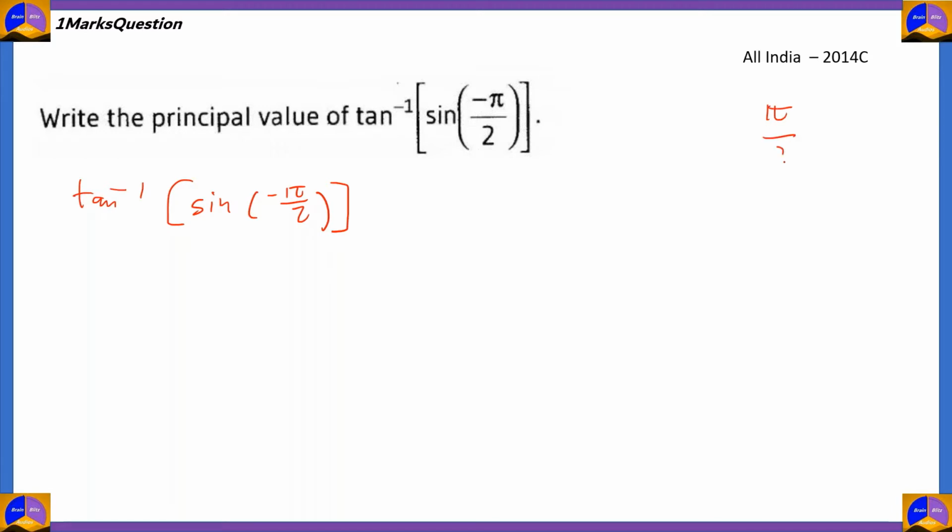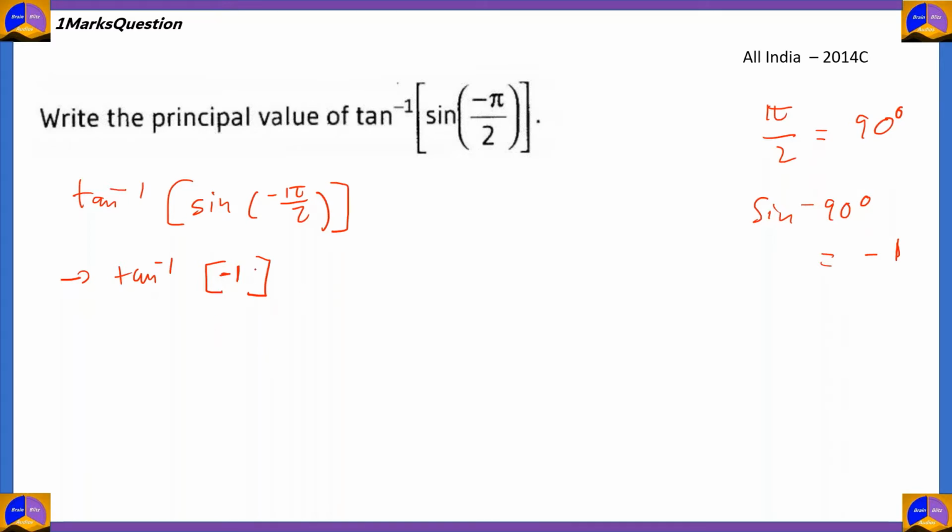Now, pi by 2 is 90 degrees measured in radians. So minus pi by 2 is minus 90. And sine of minus 90 is equal to minus 1. So we can write tan inverse of sine of minus pi by 2 as tan inverse of minus 1.